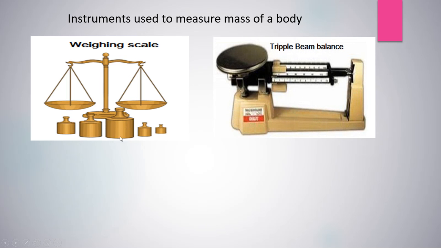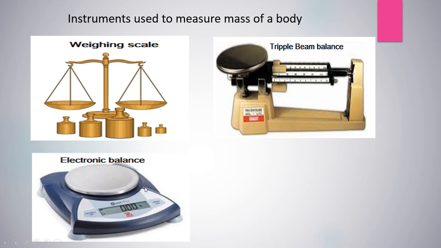Another instrument is a triple beam balance, which is most commonly used in the chemistry lab. Triple because it has 3 scales: this scale, this one, and this one, which help to determine the mass of certain compounds. Then there's an electronic balance. This one is connected to power supply and gives digital values of whatever I put here. The mass is given here.